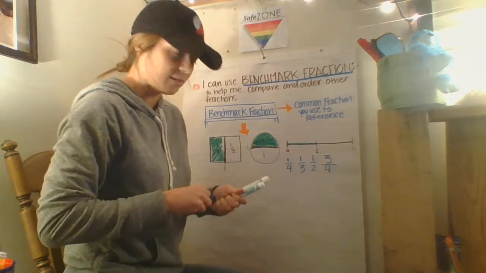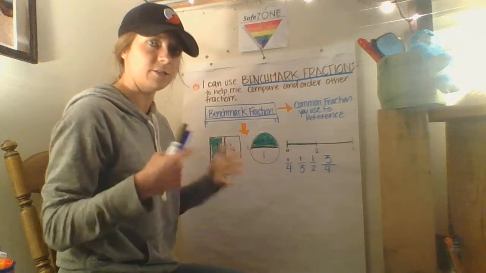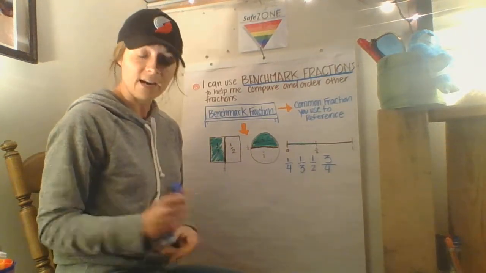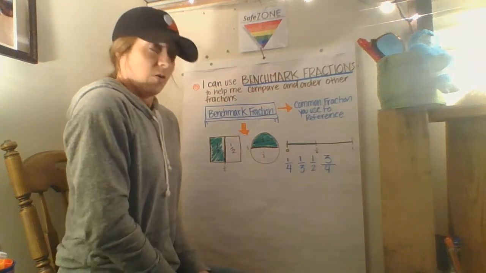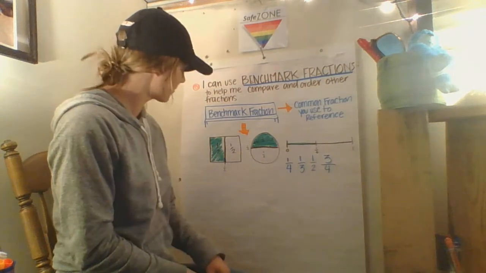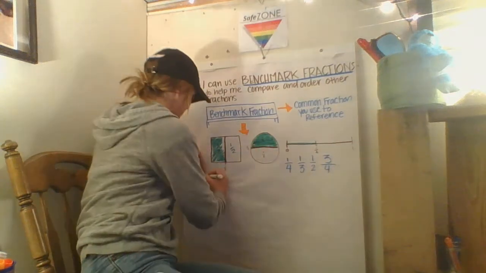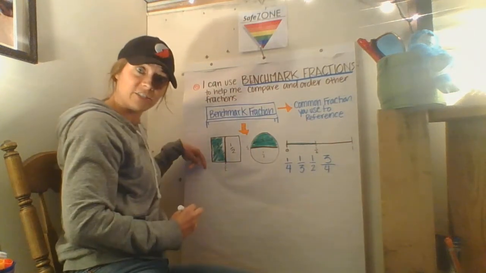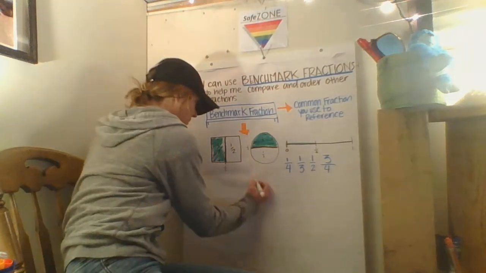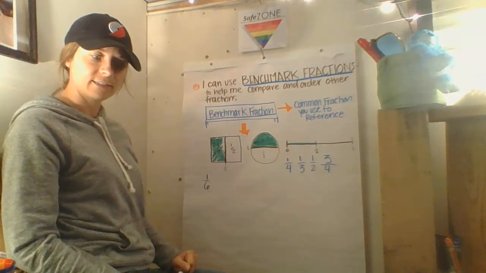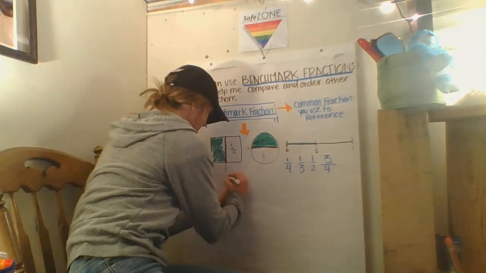Now, let's think of an example which might challenge our understanding of using benchmark fractions. Let's say I give you 1/6. We're going to do that in brown. Let's say in this example, I'm learning how to teach in this area. It's a little different. Excuse me. So 1/6. I want to think of 1/6 and 2/7.